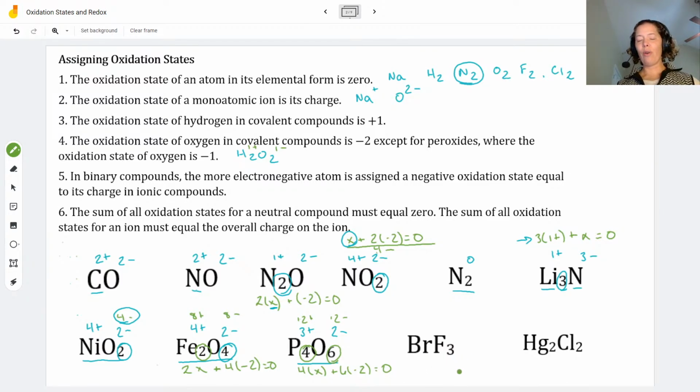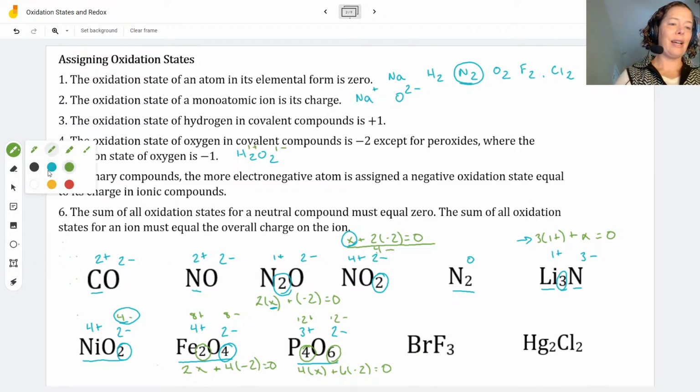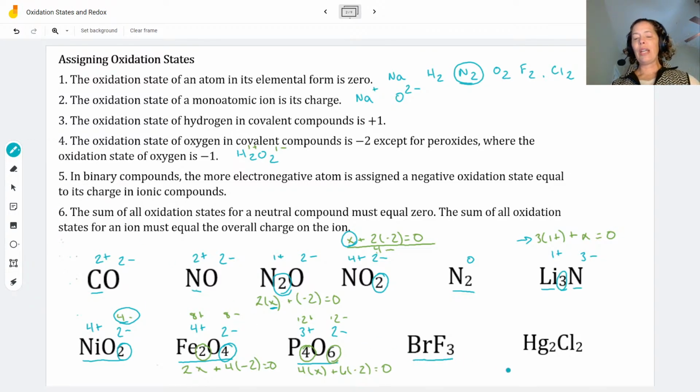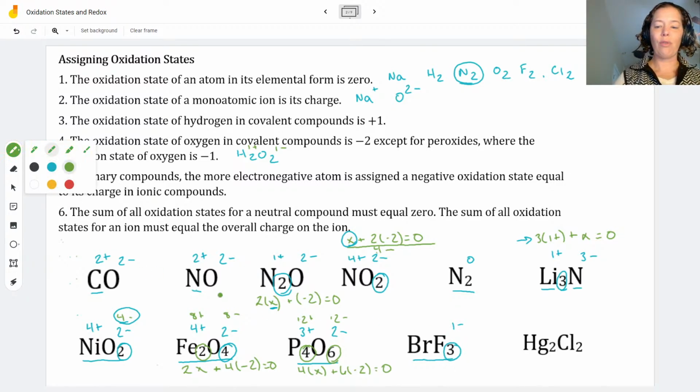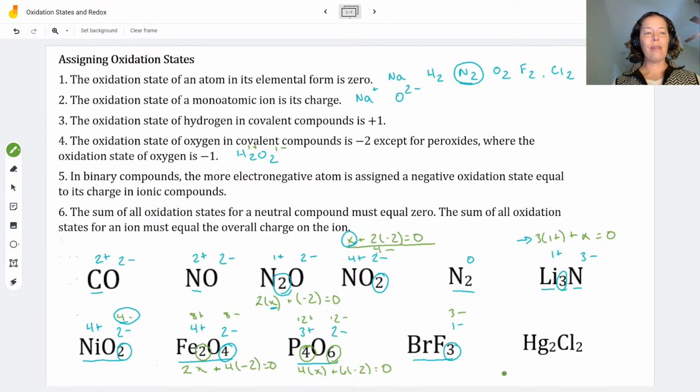Okay, so let's go on to BrF3. This is kind of an unusual one. You might be deciding, which one do I give the negative oxidation state to? You're going to give that to the most electronegative atom in the compound. In this case, that is fluorine. When fluorine is a monatomic ion, it has a charge of -1. Now we've got 3 of these, so that means overall I have -3, which means bromine must equal +3.